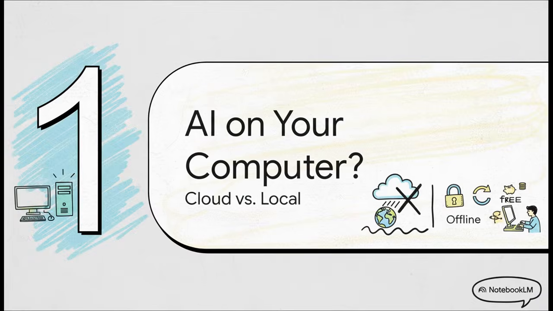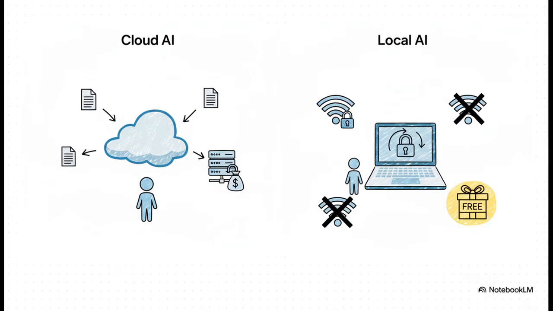Okay, so how does this actually work? And maybe more importantly, why would you even want to do it? Let's break down the difference between the AI services we're all used to and this new local-first approach. So here's the deal. On one side, you've got your cloud AI. Think ChatGPT, Gemini, all the big names. They're amazing, but they need the internet. Your data is being sent to their servers for processing, and often you got to pay a subscription.